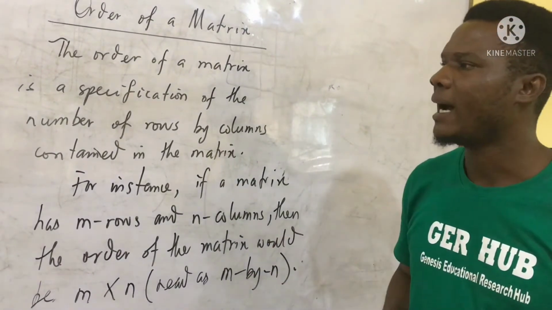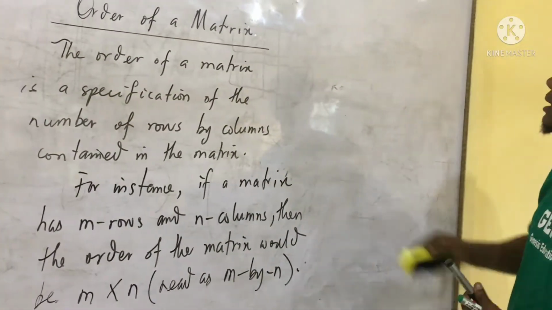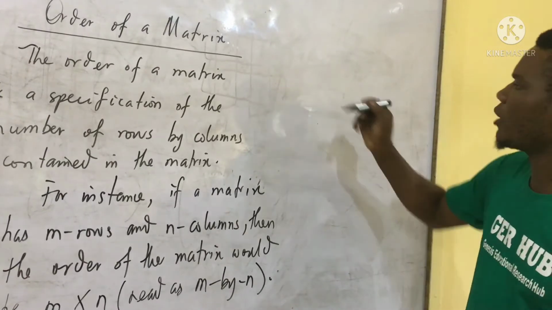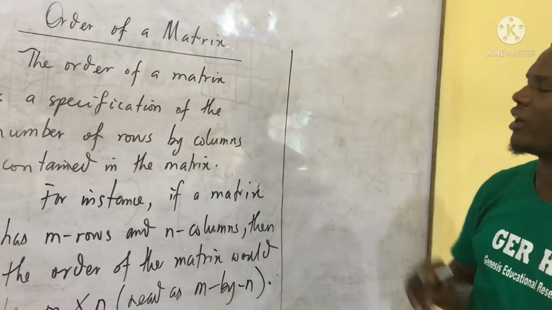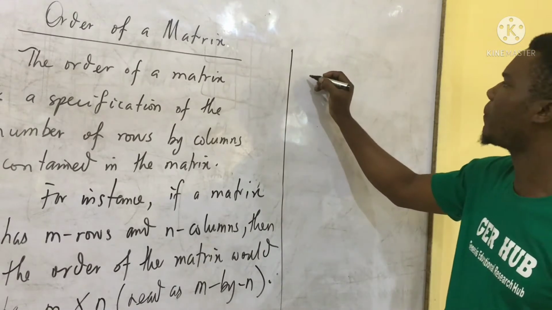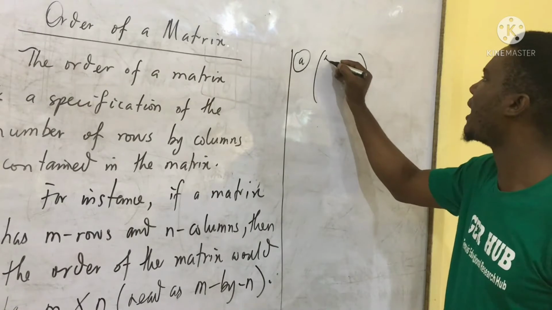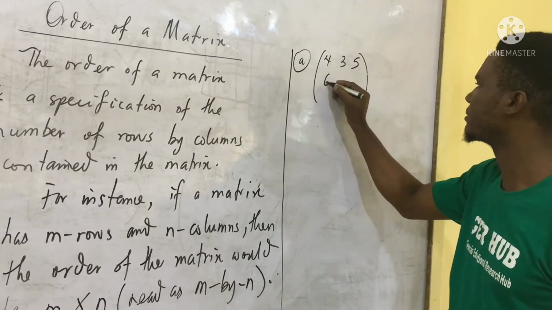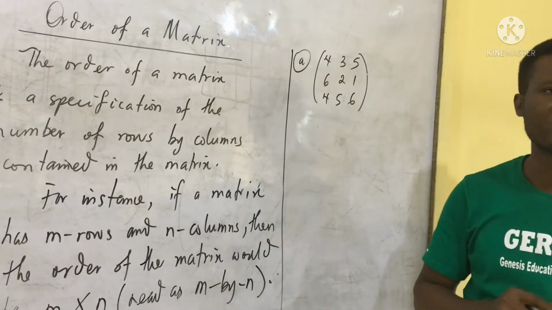Now let us look at examples of matrices. So come over here, let's see. Let's put up examples of matrices, or the order of matrices. So I'm going to put up, for example, this. What will be the order of a matrix like this? What will be the order of this matrix?